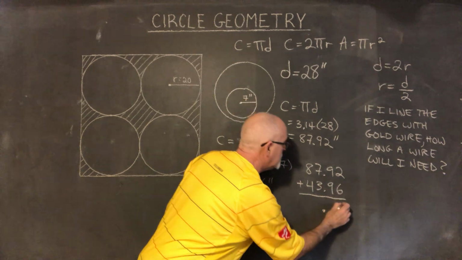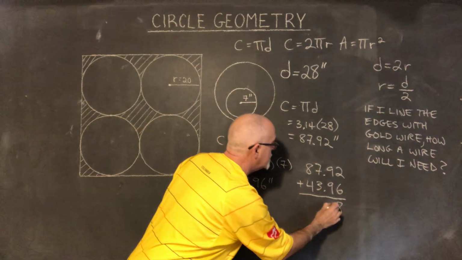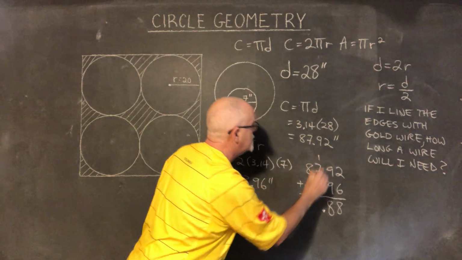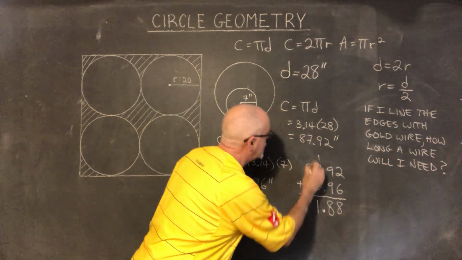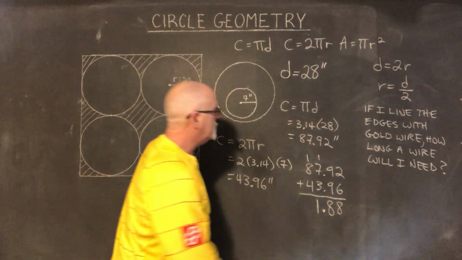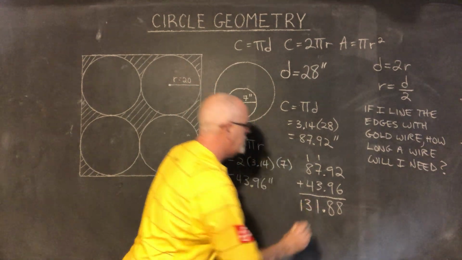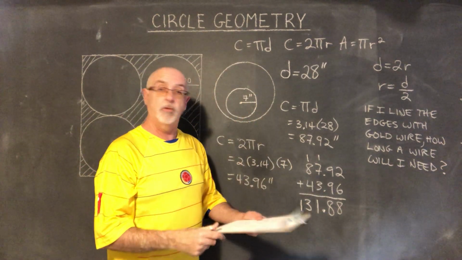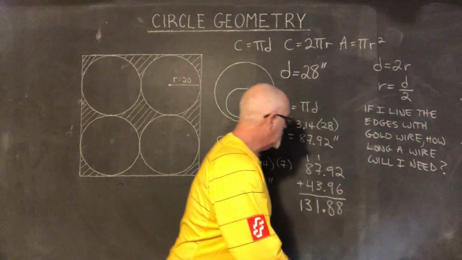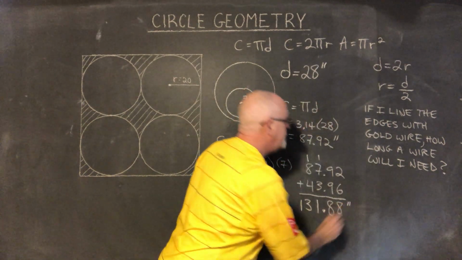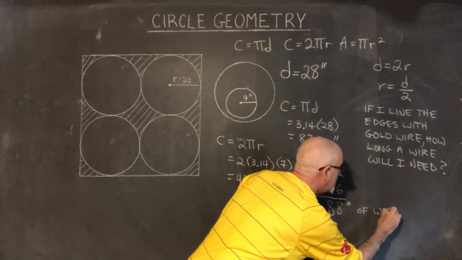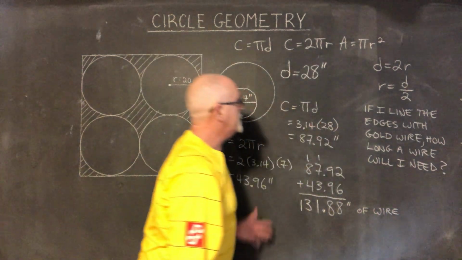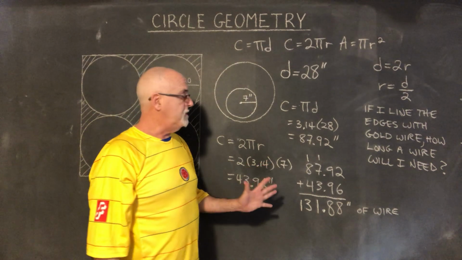of decimals. 2 plus 6 equals 8, 9 plus 9 is 18, that's an 8, carry the 1, 7 plus 3 is 10 plus the 1 I carried is 11, so I'm putting a 1 and carrying a 1. 8 plus 4 is 12, plus the 1 I carried is 13. I have 131.88. Does that match what I did before? Yes, it does. So I feel confident. 131.88 inches of wire. And we have successfully solved this word problem.